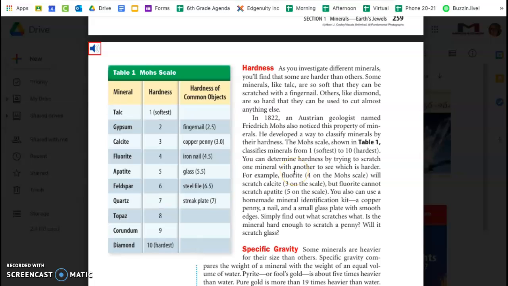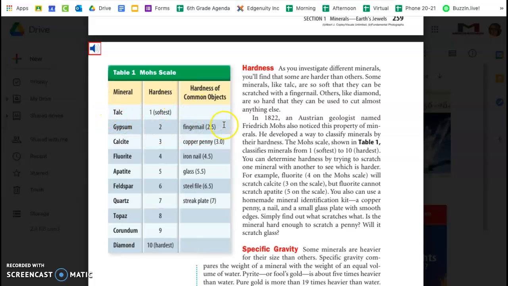The Mohs hardness scale helps us to figure out the hardness of a mineral, and we do that by taking the mineral and trying to scratch it with a variety of objects. When you're doing a hardness test, usually the first thing you do is take your fingernail and see if your fingernail will scratch a mineral.